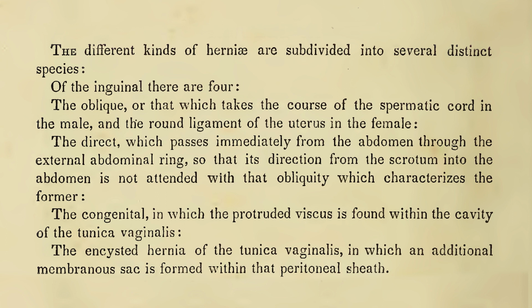The congenital, in which the protruded viscus is found within the cavity of the tunica vaginalis. The encysted hernia of the tunica vaginalis, in which an additional membranous sac is formed within that peritoneal sheath.